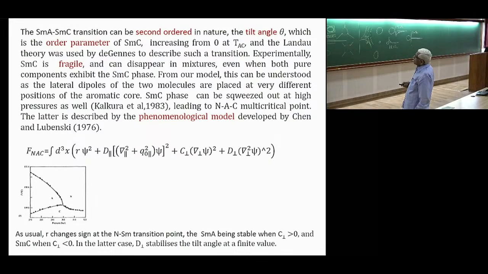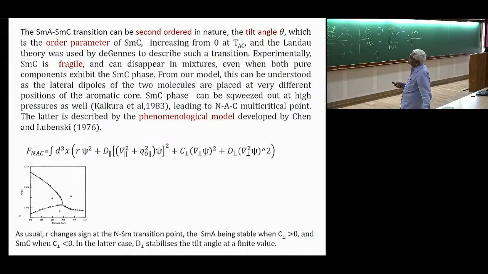And again, Lubensky, the same Lubensky that I mentioned earlier, developed, Chen and Lubensky, again a well-known phenomenological model for the Smectic A to C transition. Of course, these are the two Smectic A Landau-Ginsburg terms. And then he introduced these two terms, C perpendicular, grad perpendicular psi. Psi is the translational order, the order parameter of the layering. And then there is a higher order term as well.